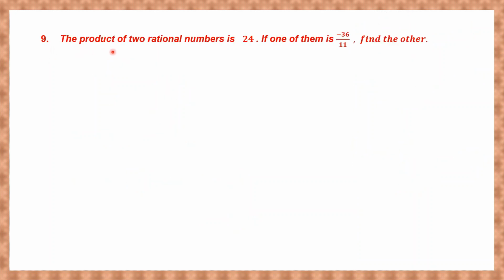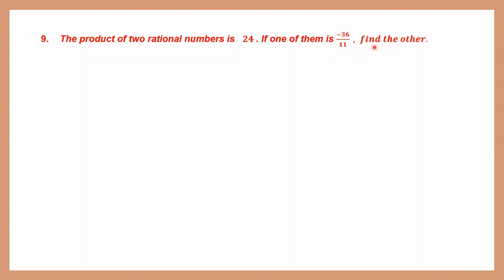Question 9. The product of two rational numbers is 24. If one of them is minus 36 by 11, find the other. That is, when you multiply two numbers, the answer should be 24. We have been given one and we have to find the other number.